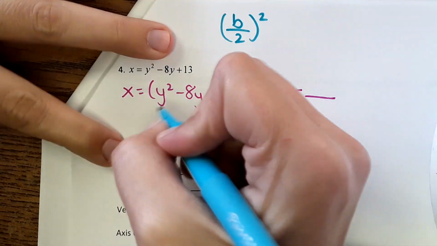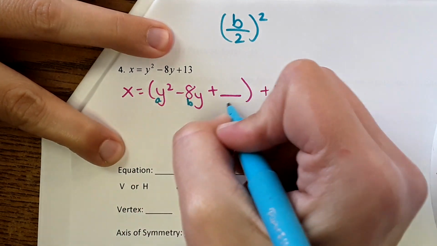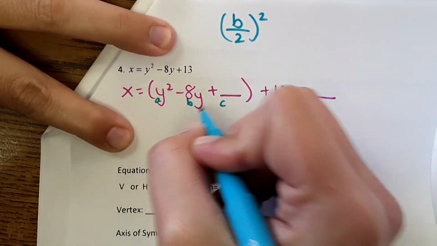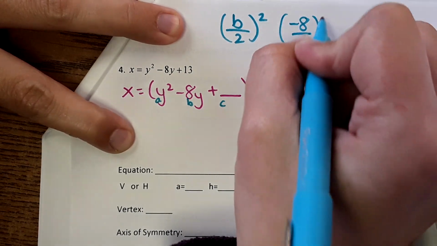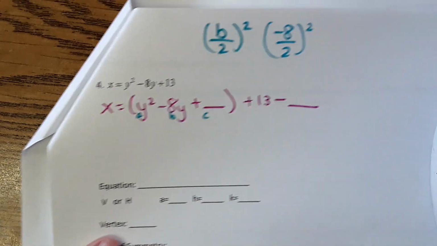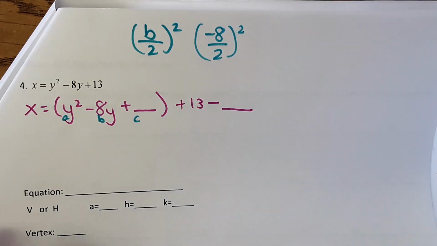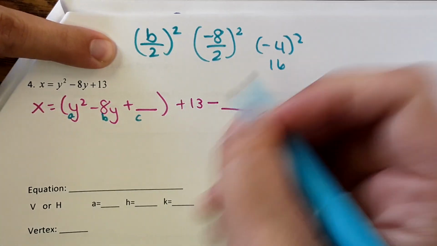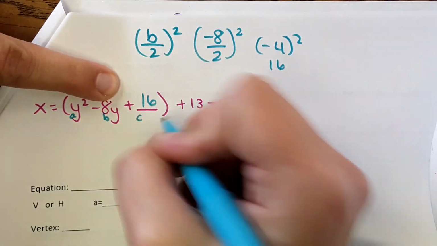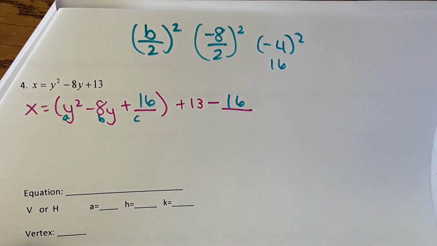What is b? Well, this would be your a term, b, and then c. So b is -8. Then this would be -4 squared, which would be 16. So we're going to add 16 and also subtract 16.